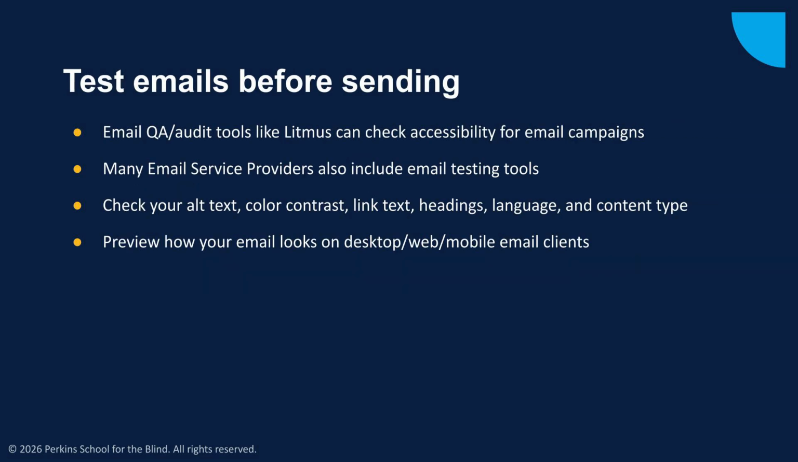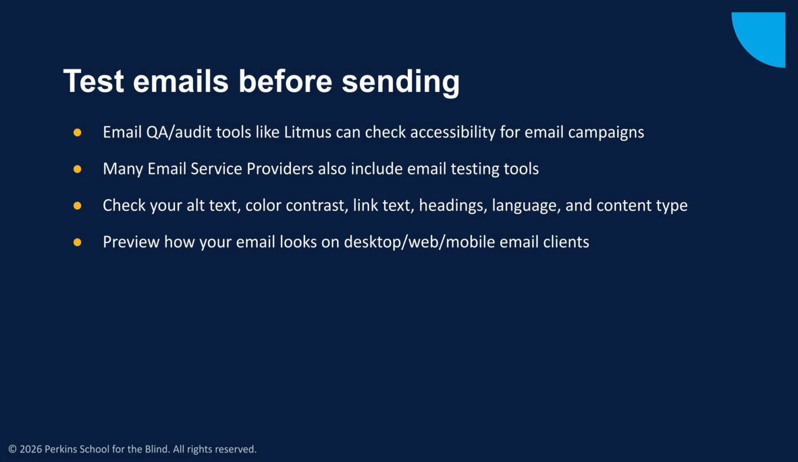Before sending an email campaign, test it thoroughly. Tools like Litmus can check email accessibility automatically. Many email service providers also include testing tools. What should you check? Make sure images have alt text. Verify your color contrast meets requirements. Confirm link text is descriptive. Check that headings are properly used. And ensure the language is set correctly.